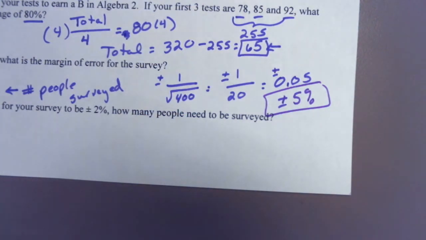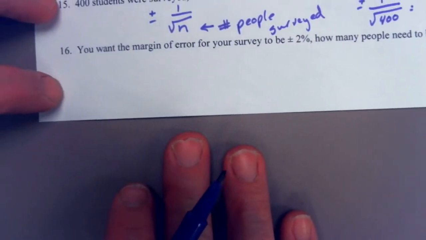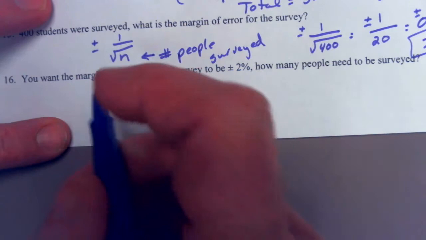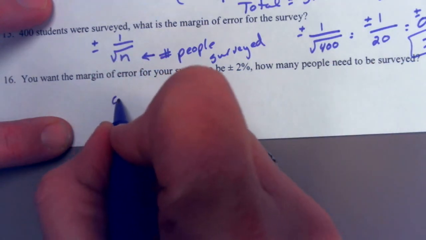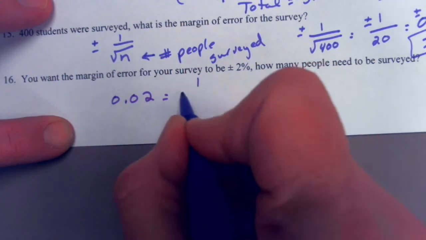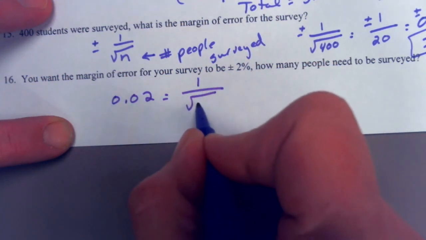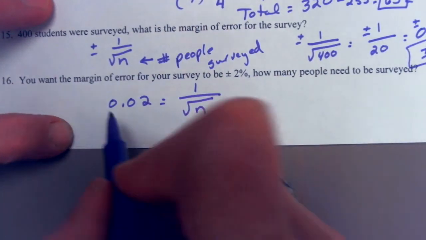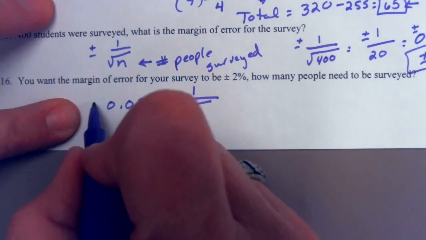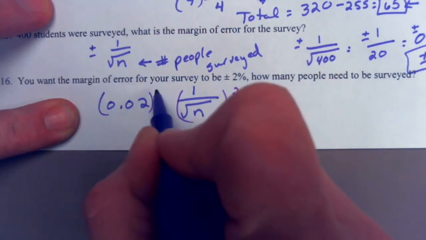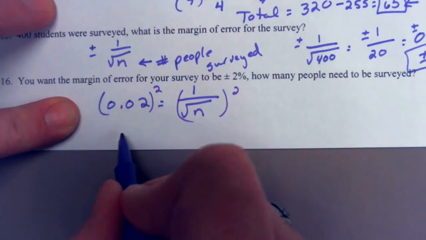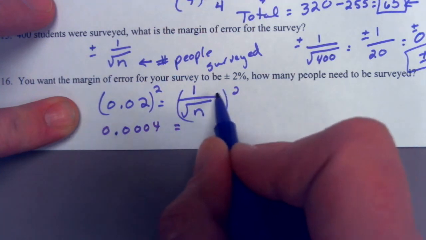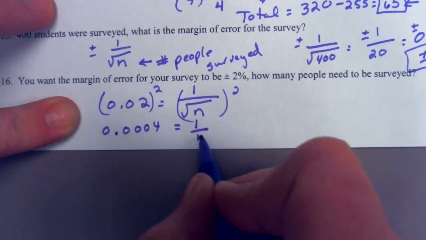All right, number 16. You want the margin of error to be plus or minus 2%. How many people do you need to survey? Well, if you want it to be plus or minus 2%, 0.02, it's going to equal 1 over the square root of the number of people surveyed. So this is what you need to solve for n. Ignore the plus or minus for the formula. I'm going to start by squaring both sides. 0.02 squared is 0.0004 equals, when I square this, 1 squared is 1, and the square root of n squared is n.